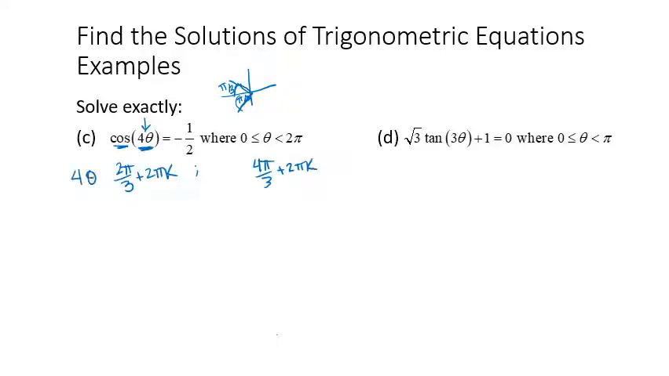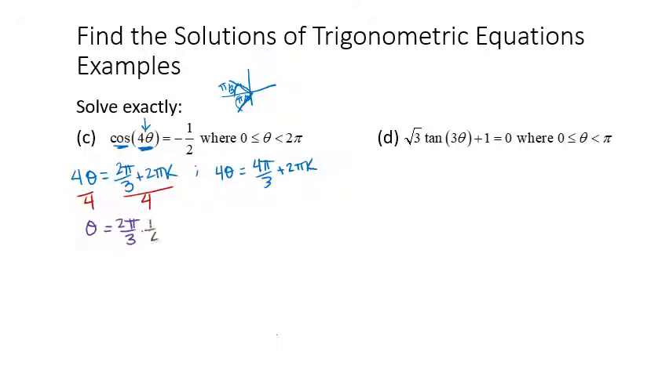Now, what we're taking the cosine of is 4 theta. So that's what 4 theta has to equal. When I take my angle and multiply it by 4, I need to get 2 pi over 3 plus a revolution of it, or 4 pi over 3 plus some revolution of it. So solving this, what do we need to do to get the theta by itself? Right now it's getting multiplied by 4. Opposite of that is dividing by 4.